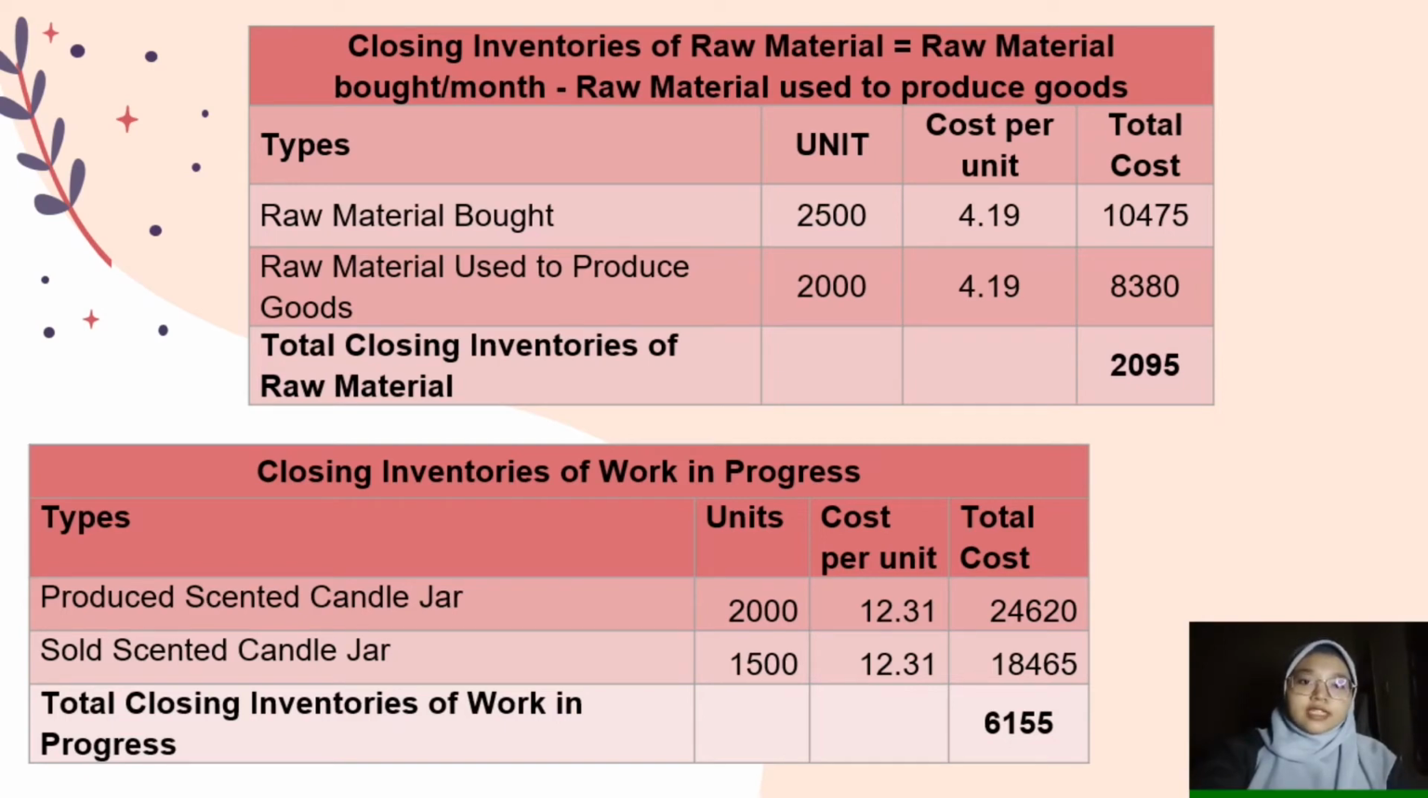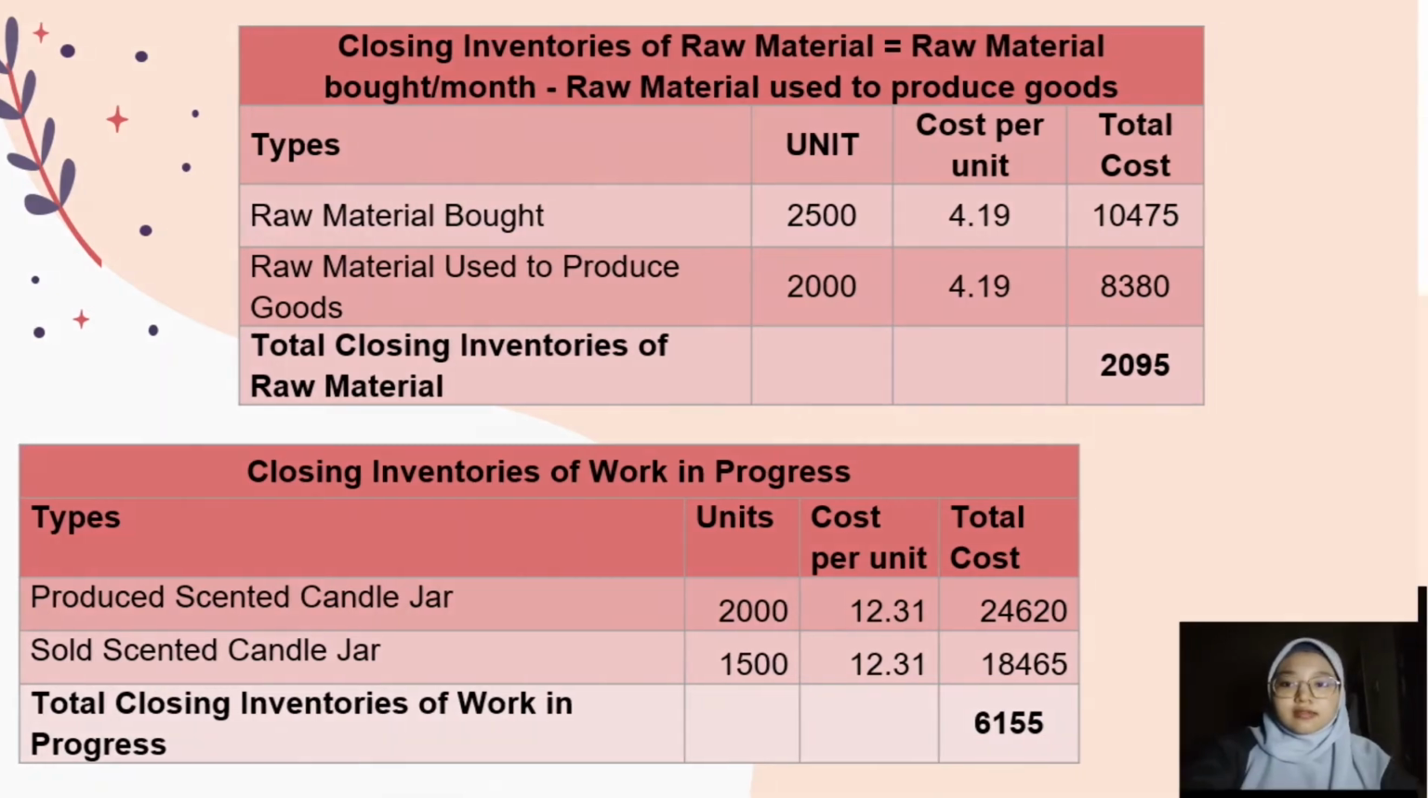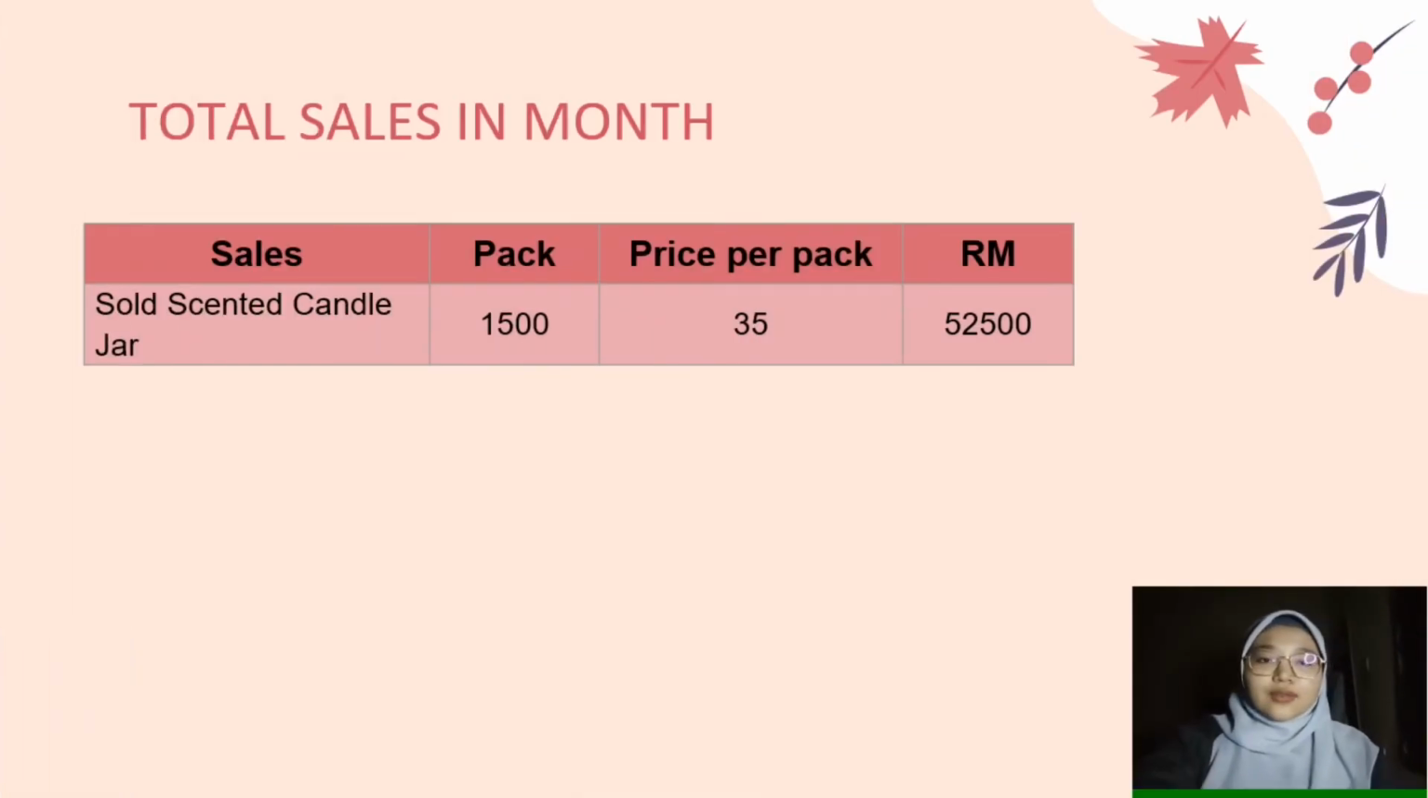2,095. Then our closing inventories of work in progress is RM6,155. Then our company's total sales in the month that produced scented candle jars is RM52,500.